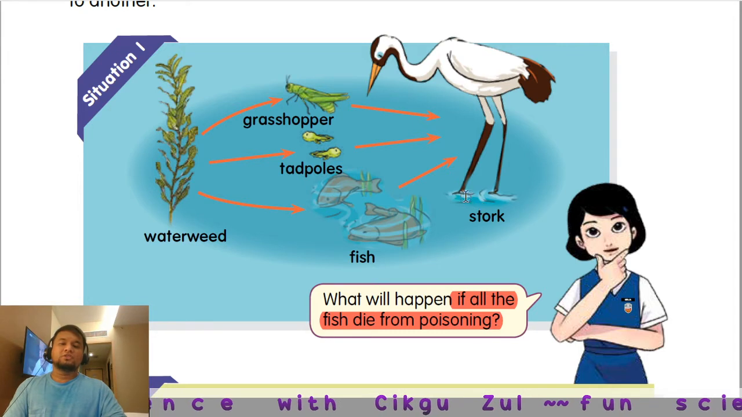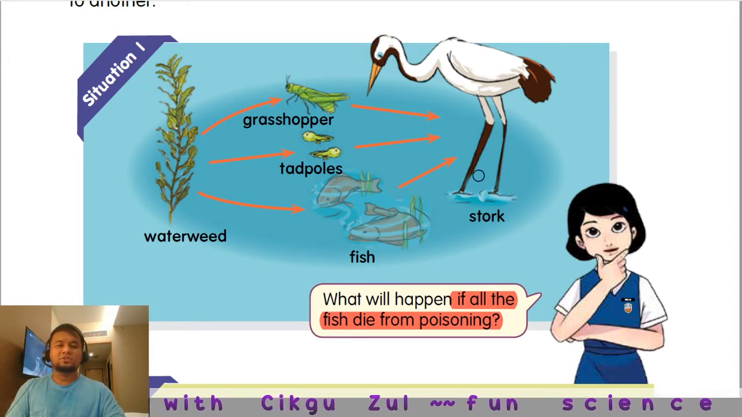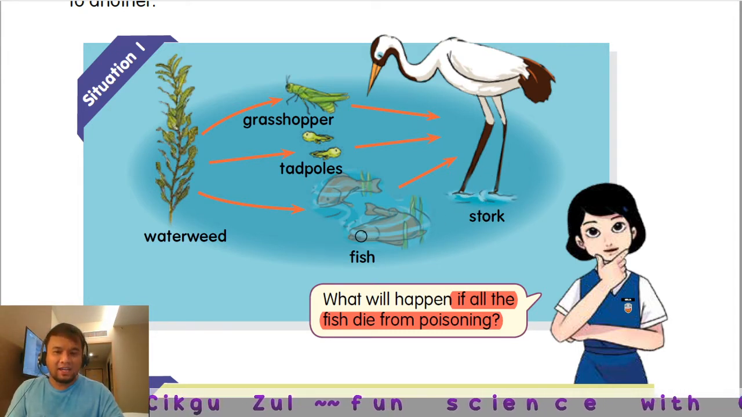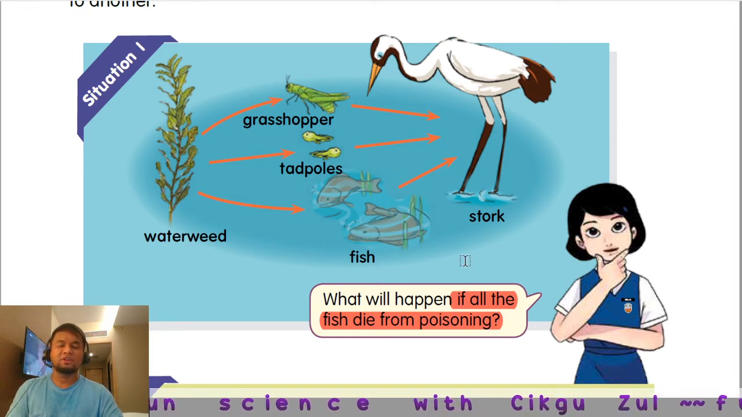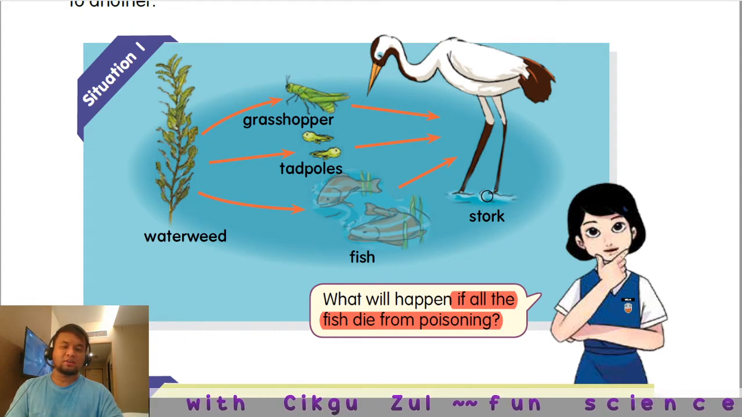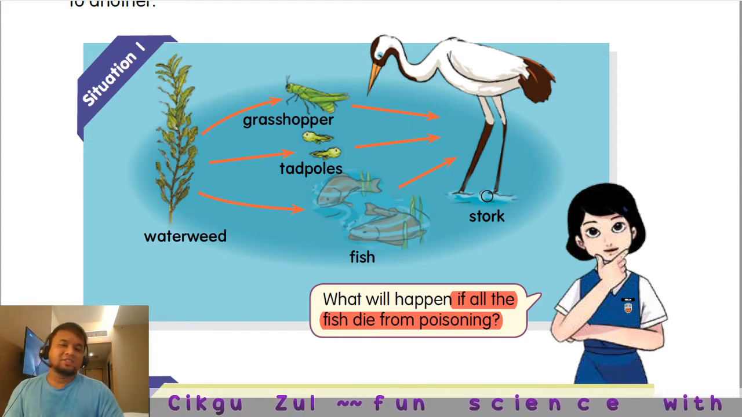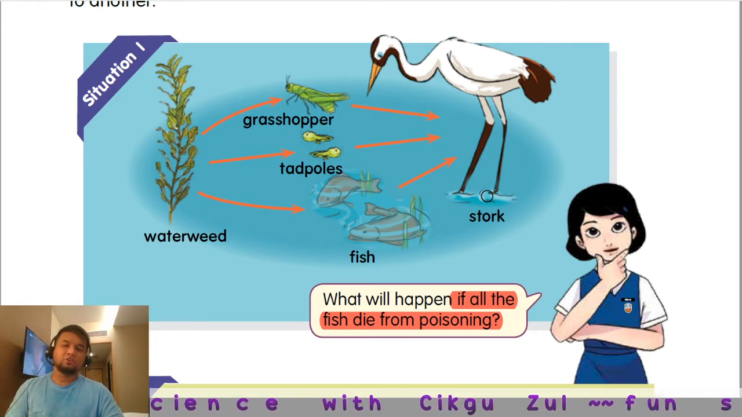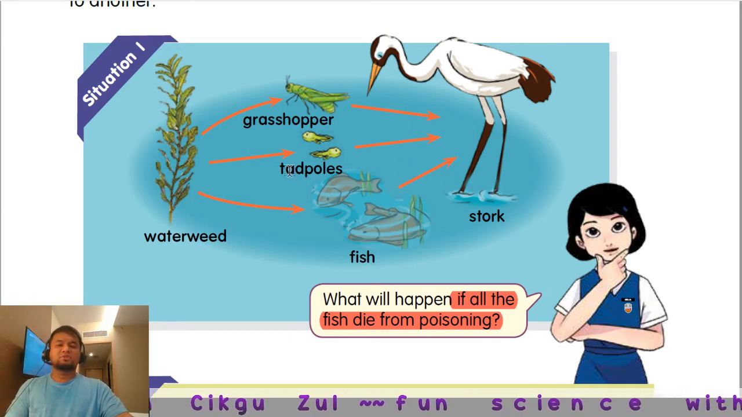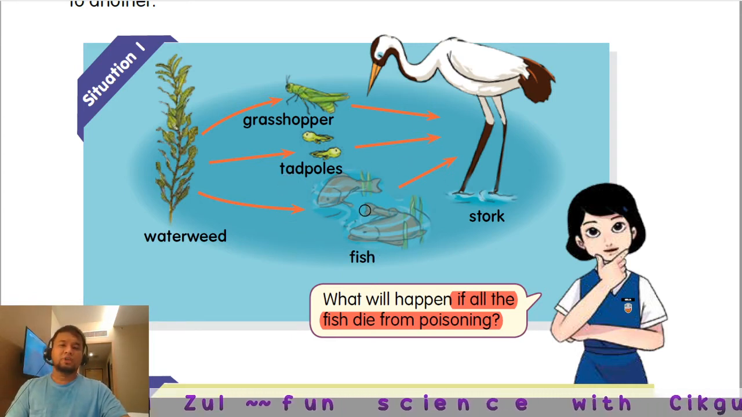Okay, so now, stock. What happened to the stock if the fish die? Kalau ikan-ikan mati, keracunan semua, adakah stok pun akan bertambah atau berkurang? So, yes, the stock will decrease. The number of stock will decrease or the population of stock decrease. Sebab apa? Sebab sumber makanan dia berkurang.